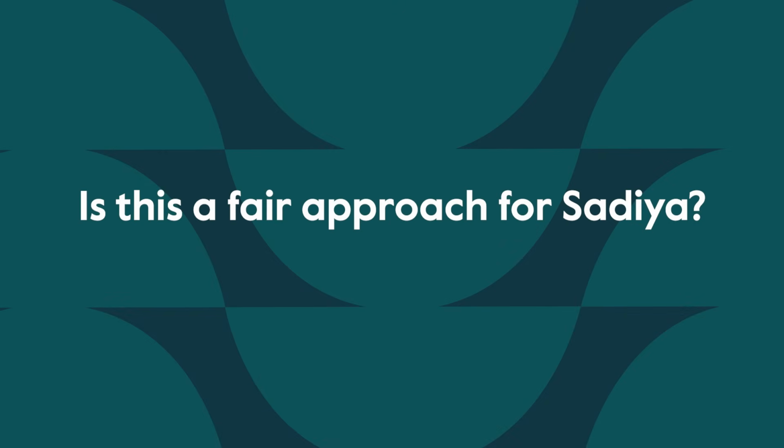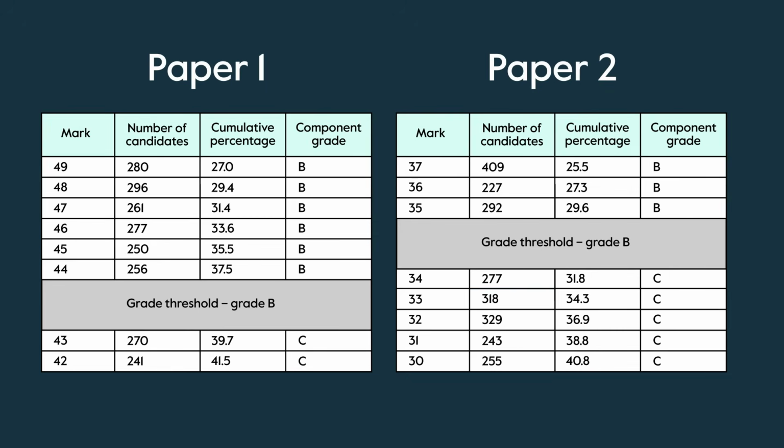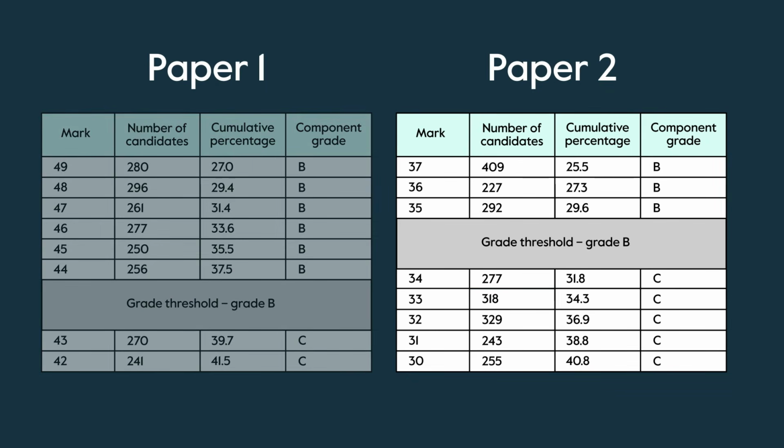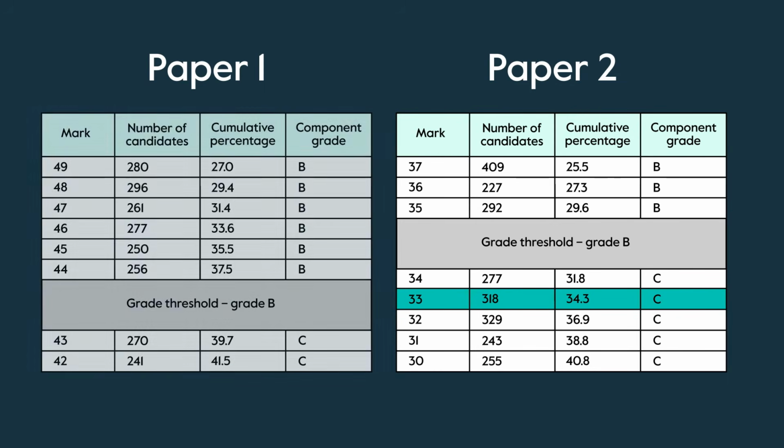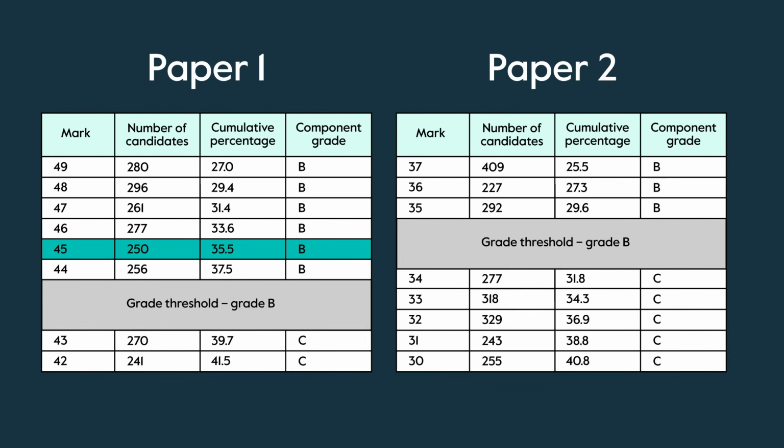Is this a fair approach for Sadia? For Sadia, this is a fair approach because we can see that it is harder to get a grade B for paper 2, and that is reflected in the mark we calculated for her. 37.5% of candidates achieved a grade B on paper 1, whereas 29.6% of candidates achieved a grade B on paper 2. Typically, candidates who are just above the grade B threshold for paper 1, as Sadia was, achieve a grade C on paper 2.